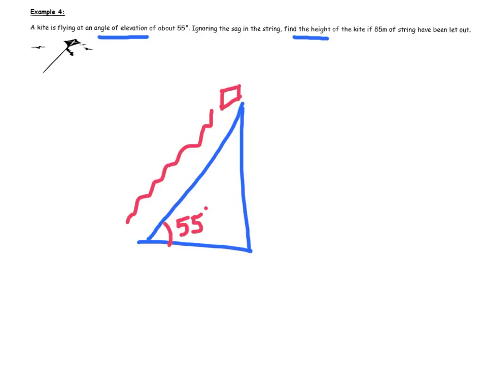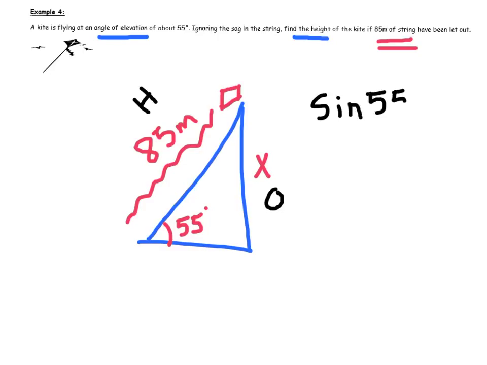We want to find the height of the kite, because we want to know how high it is off the ground. Well, that will be x here. And it's saying 85 meters of the string have been let out. So 85 meters is the hypotenuse, because the string of the kite is 85 meters long. So we have the opposite side from the angle, and then we have the hypotenuse side, 85 meters. Opposite and hypotenuse is sine, so sine 55 degrees equals x over 85.